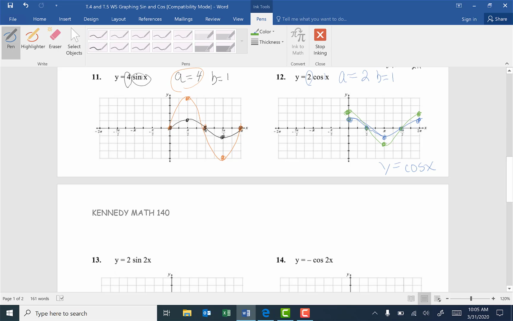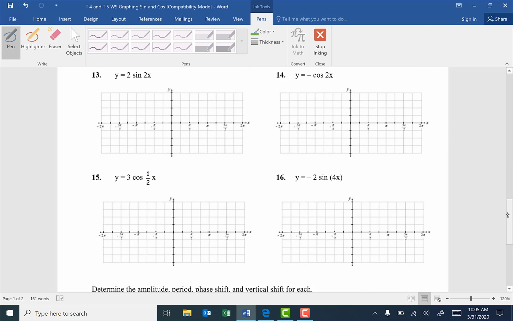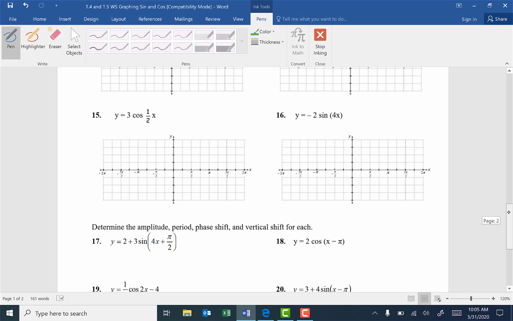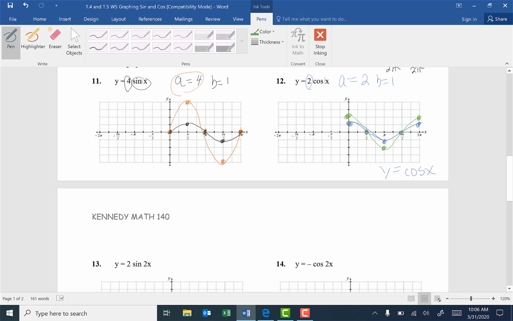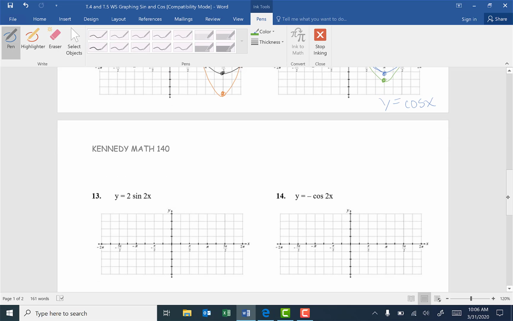Now these two were pretty easy, so we're not going to have too much trouble with them. But let's move on and see if we can find something a little different. Let's try this next one. And we have y equals 2 sine 2x. Now this one's going to be a little bit different. So we have A is equal to 2 and B is equal to 2.